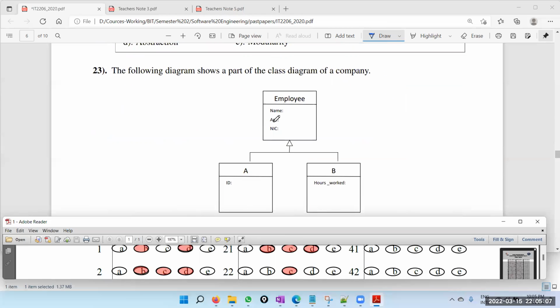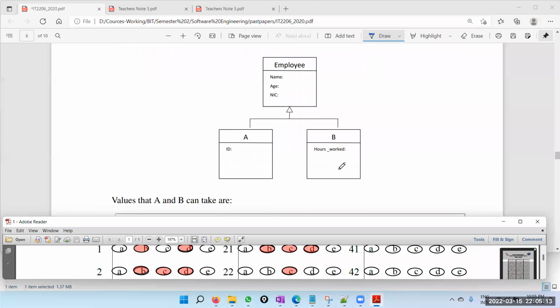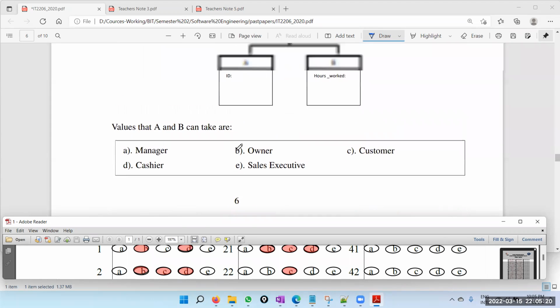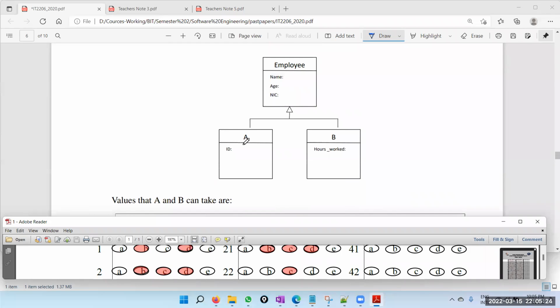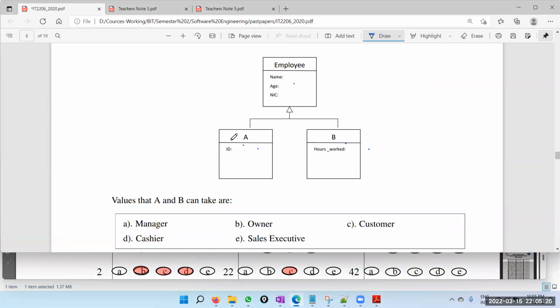C. The following diagram shows part of the class diagram of a company. We did this in the programming subject, semester 1. This is inheritance, right? So these are subclasses of the employee class. Values that A and B can take are, then they must be special cases of employees, right? Manager, yes. Manager is an employee. Owner, then business owners are employees or not?